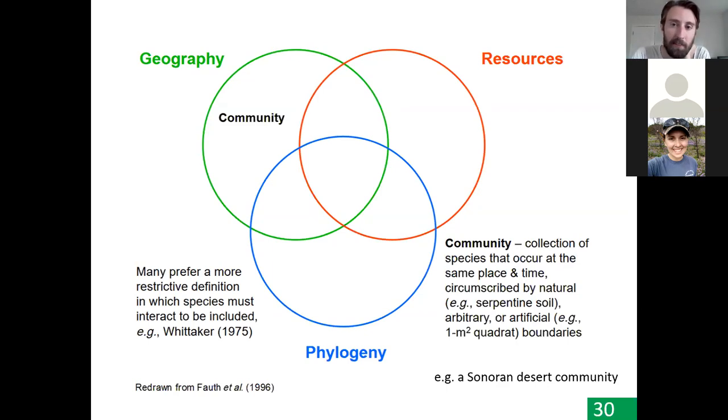And so the classical community is defined solely by geography. This is the definition of community that we've talked about so far. This is a collection of species that occur in the same place at the same time, which are described by some either natural, arbitrary, or artificial boundary that whoever is doing the study has defined. So this is a collection of all the species living in the same place. Some people actually take this definition and narrow it a little bit farther and only include members of a community if they interact directly with each other. So species must interact to be included in the community. But community is defined solely by geography. They just have to be living in the same place to be a member of a community.